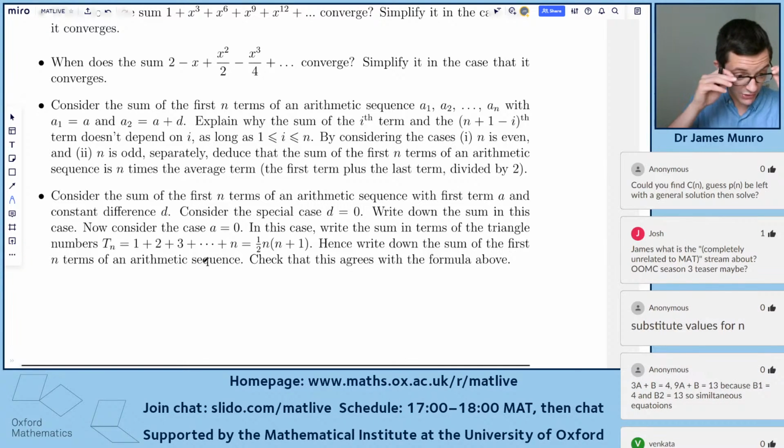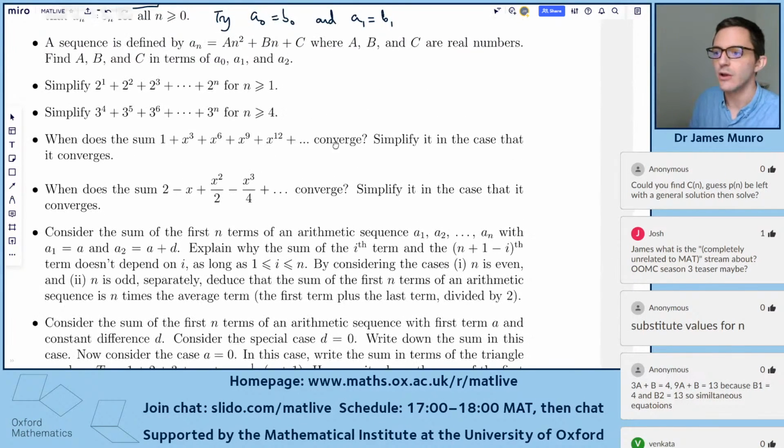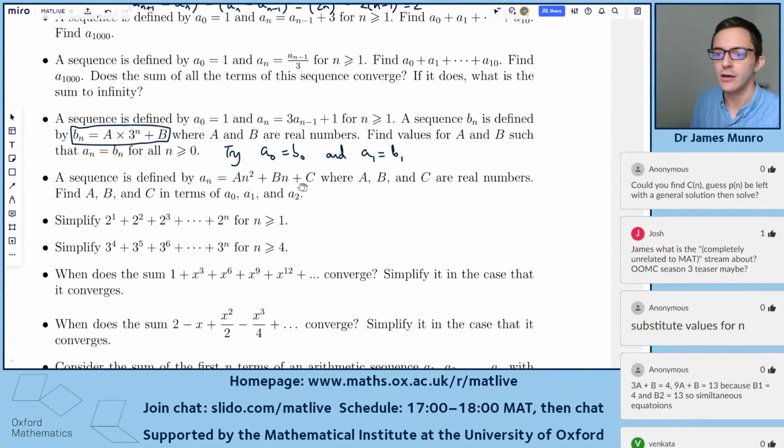Yeah, this is a good suggestion. Can you find Cn, guess Pn, and be left with a general equation and then solve? So I guess that's up here. Finding A, B, and C. Is that what's going on? Find Cn, guess Pn. No, I've lost track of which question that is. Sorry, anonymous person with the Cn and Pn.